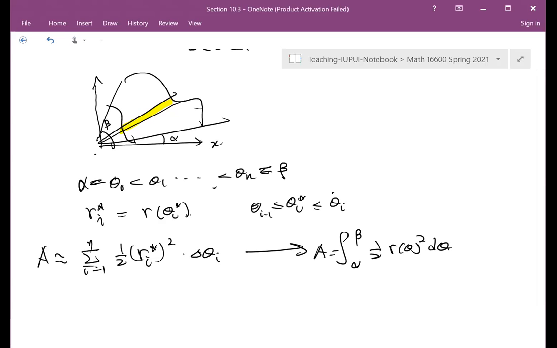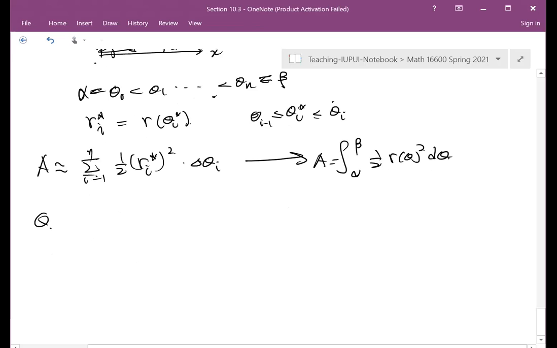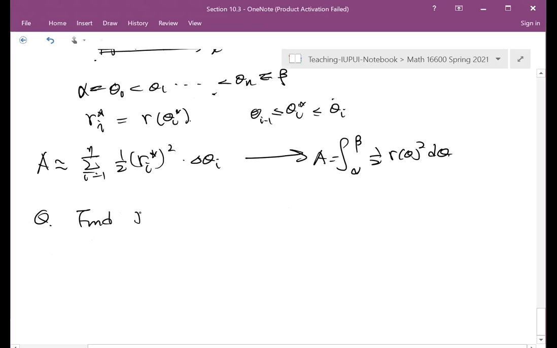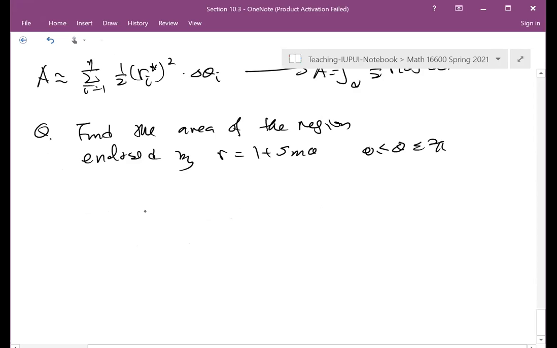Now you can find the area of the hat. Find the area of the region enclosed by this curve 1 plus sine theta, where theta is between 0 and 2 pi. So this is the picture again. We want to see how big the area is.